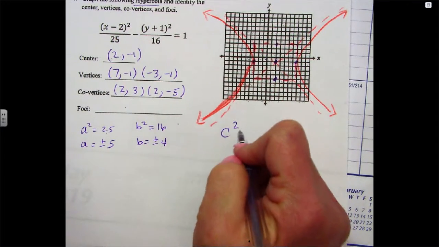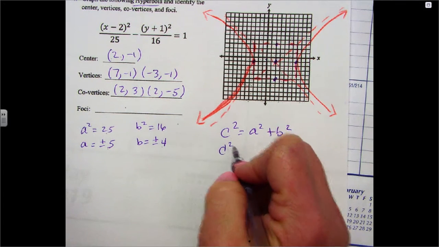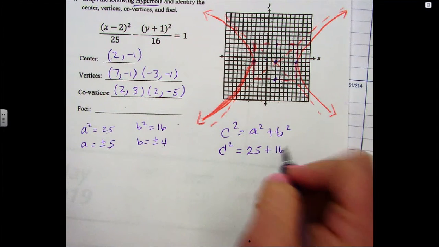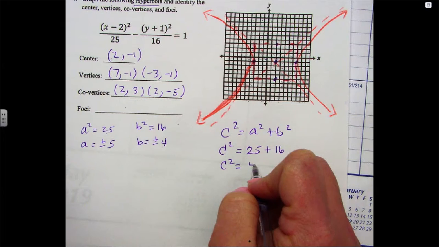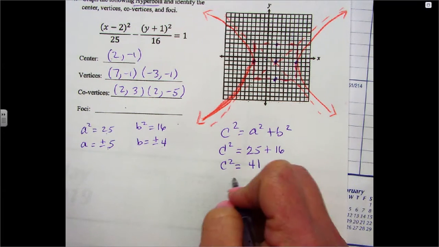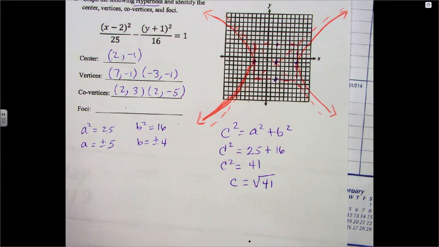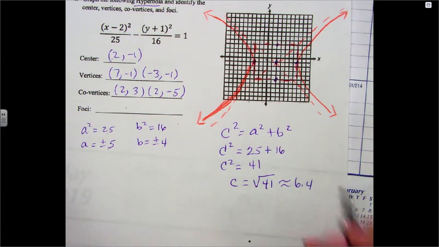To find the focus is a little bit different for a hyperbola. It's c squared equals a squared plus b squared. So c squared equals 25 plus 16, so c squared equals 41. So c equals the square root of 41. We know the square root of 41 is greater than 6 but less than 7, because it's between 36 and 49. So it is approximately 6.4.